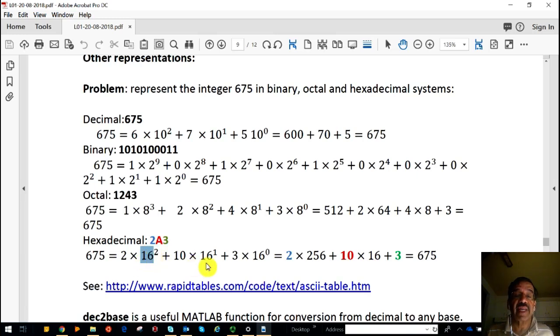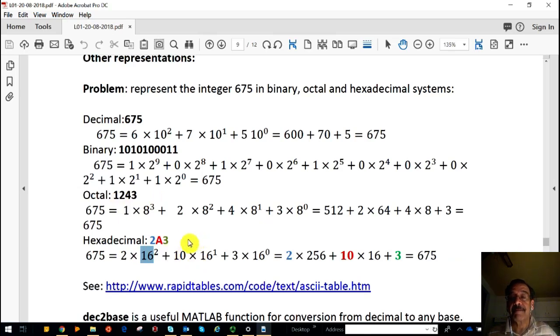The next one is a tricky one. The base position is 16 to the 1. But what does A represent? A actually represents 10, because you have 0 to 9, and then A is 10, B is 11, C is 12, etc., all the way up to F. So you will replace that when calculating this number out. And in the next position, you have 3 times 16 to the power 0. Carry out the multiplication, and you'll get 675. So the decimal number 675 has an octal representation, which is 1243, and a hexadecimal representation, which is 2A3.